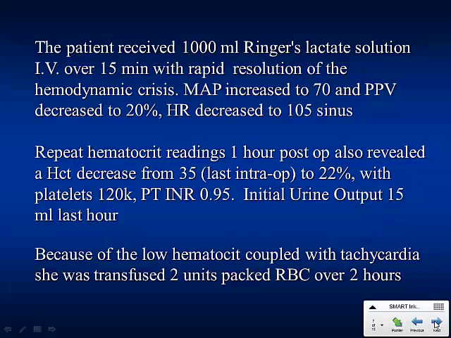So we repeated the hematocrit an hour later, post-op, and it revealed a decrease from 35, her last intra-op one, to 22. But she'd gotten 2 liters of saline since the last unit of blood, and we'd just given her another liter of Ringer's lactate, so I wasn't really sure what was going on. However, platelets were fine, her PT/INR was fine, so she wasn't coagulopathic or thrombocytopenic. Her initial urine output, since we decided to clean out the bag, was 15 mLs, okay?